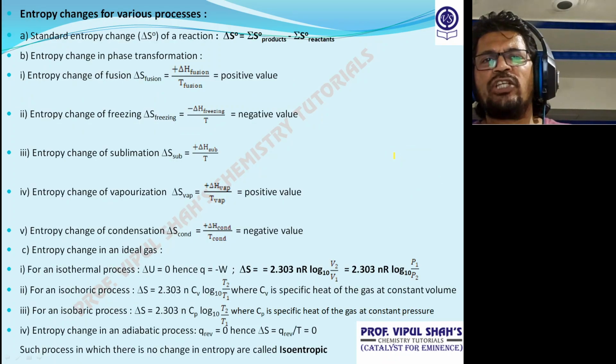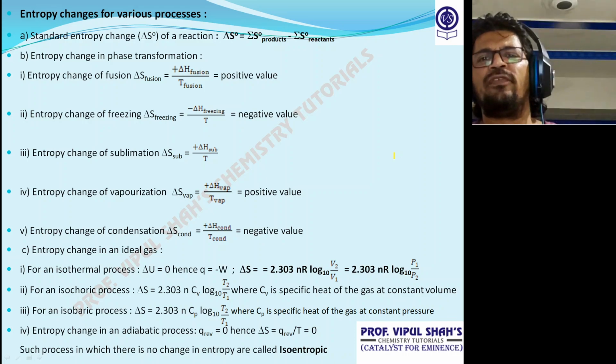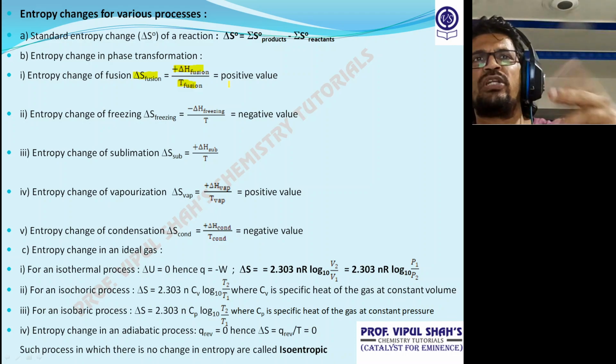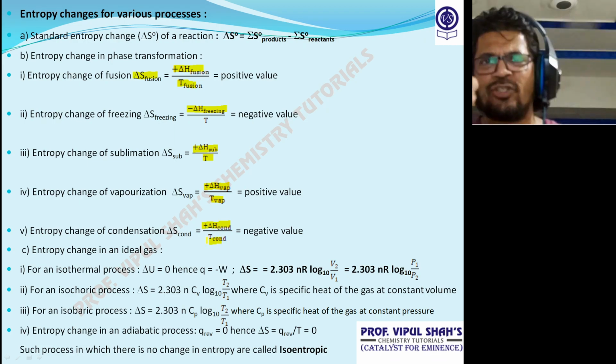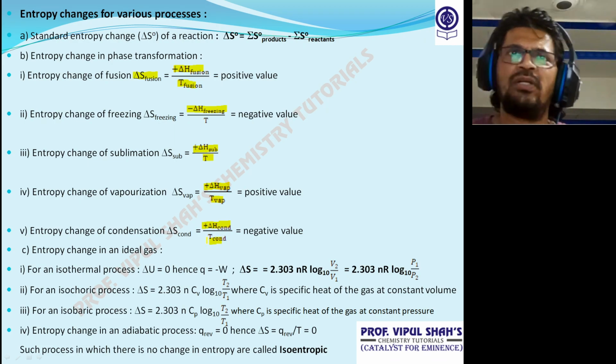Now, entropy change for different transitions. For different phase changes, we have different expressions, like delta S of fusion. It will be delta H of fusion over the temperature of fusion, and that's a positive value. Fusion and freezing are opposites, so freezing will have the opposite sign. Same way, sublimation: delta H of sublimation by T. Vaporization: delta H of vaporization by T. Vaporization and condensation are opposites, so condensation will be minus delta H of vaporization upon temperature.